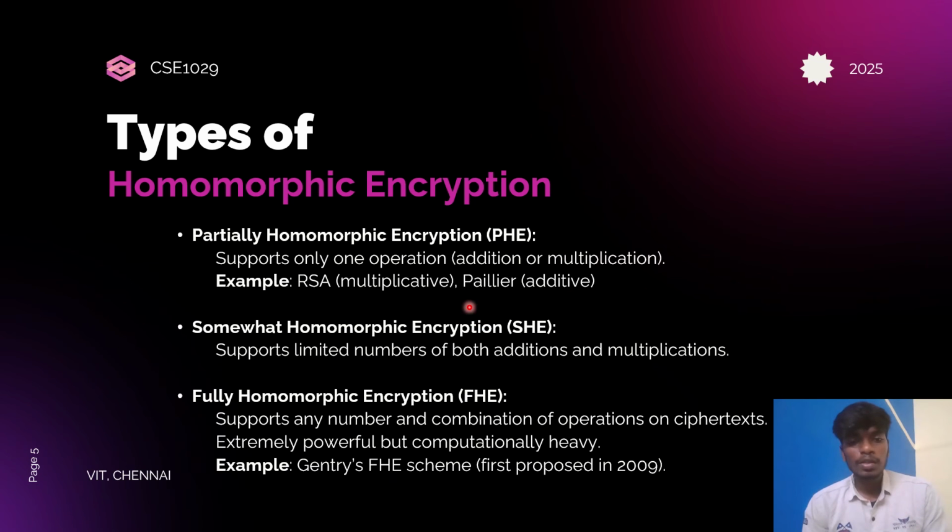Now let us see somewhat homomorphic encryption. This supports a limited number of both addition and multiplication. So it is not supporting just one, it is supporting both, but only to some extent, limited to some number. Fully homomorphic encryption supports any number and combination of operations on ciphertext. Extremely powerful but computationally heavy. That is, you can perform any number of additions or multiplications or even a combination of both on the ciphertext. For example, Gentry's FHE scheme, first proposed in 2009.